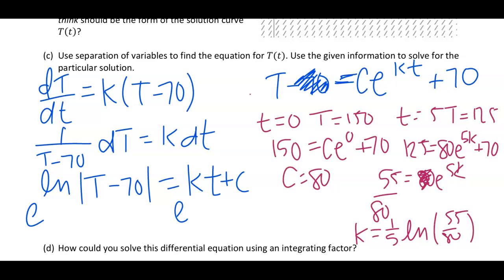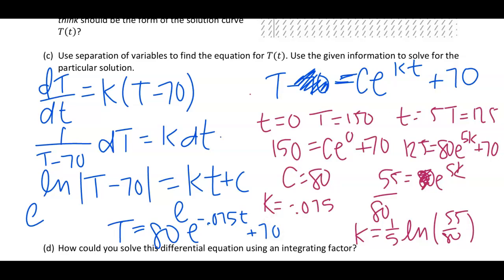Plug that into my calculator. Now it's going to be negative because 55 over 80 is a number smaller than 1. I'm taking the natural log of that, and I end up getting that k is equal to negative 0.075 when I round. Okay, so my overall equation is going to be that T is equal to 80 e to the negative 0.075 t plus 70. And that's the temperature of the coffee at any time.